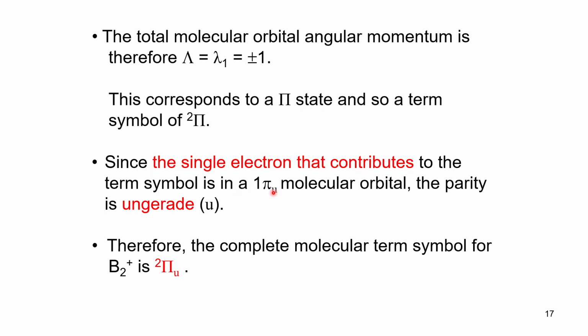Since the electron that contributes to the term symbol is in a 1σ π u molecular orbital, the parity is ungerade. Therefore, the complete molecular term symbol for the boron ion is doublet pi u, because it is a homonuclear diatomic molecule. So we can also include the parity in the labeling of the molecular term symbol.